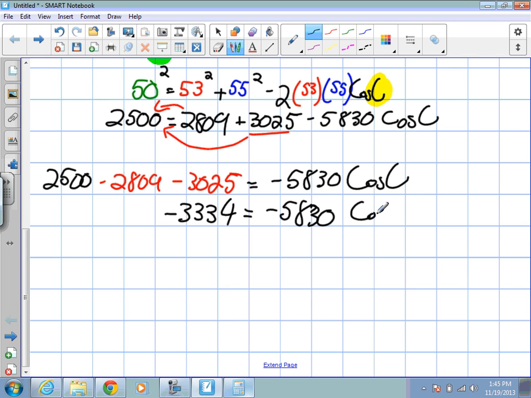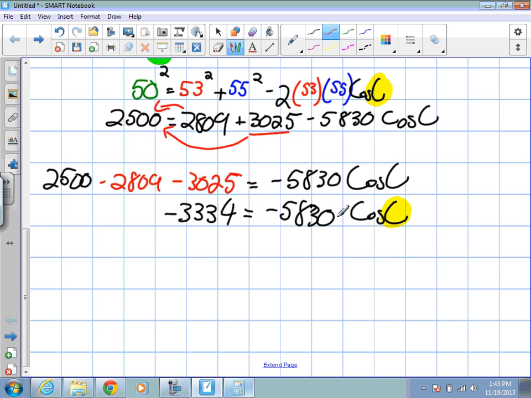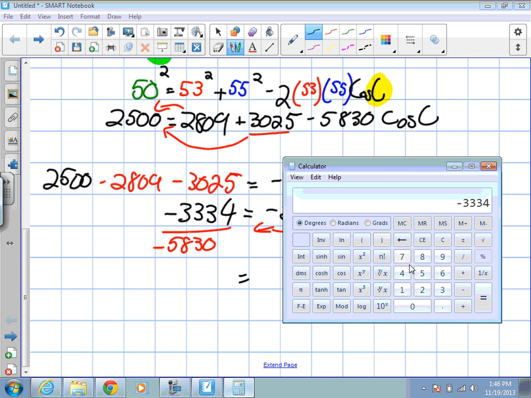How do I isolate our C here? What do we need to move? Yeah, and because this is multiplication, when I move this to the other side, what will it become? Yeah, it's not that it'll become positive, that we have to use division, the opposite sign. So it's actually still negative. We're going to divide this number by negative 5,830. And already that should give us some information. I'll be dividing a negative by a negative, so what kind of answer will we get? Yeah, we'll get a positive. So this value here, divided by 5,830 when it's negative, is equal to positive 0.571.